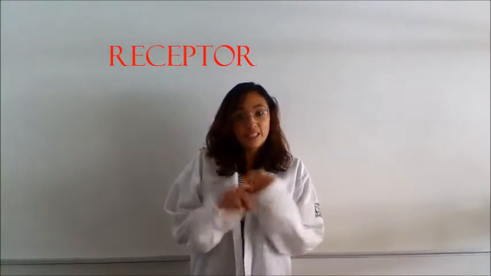Now we are going to talk about the feedback system. The feedback system is a cycle of events in which the status of a body condition is monitored, evaluated, changed, re-monitored, re-evaluated, and so on. It consists of 3 parts: receptor, control center, and effector.